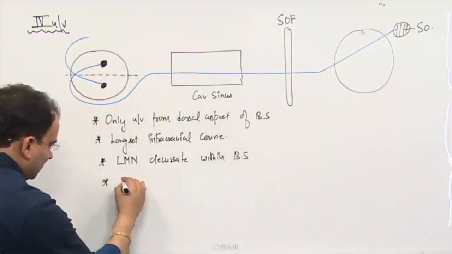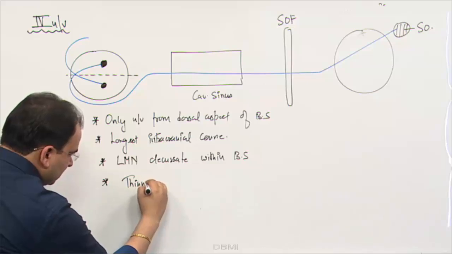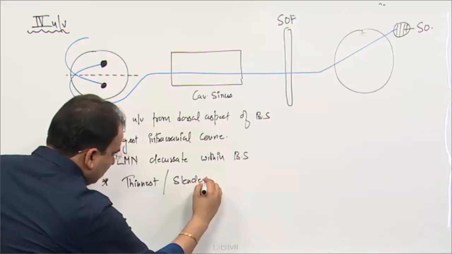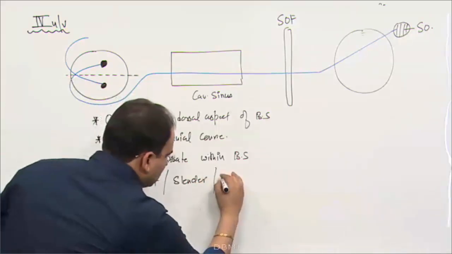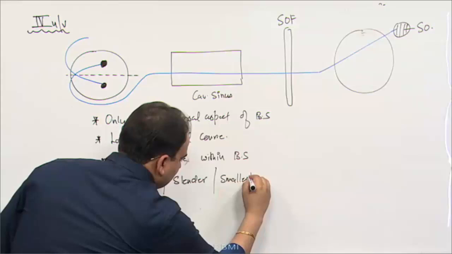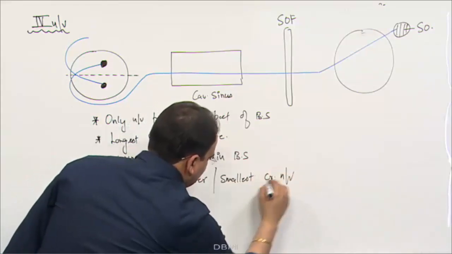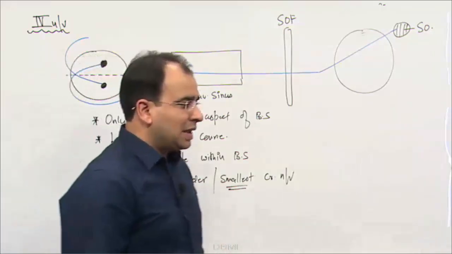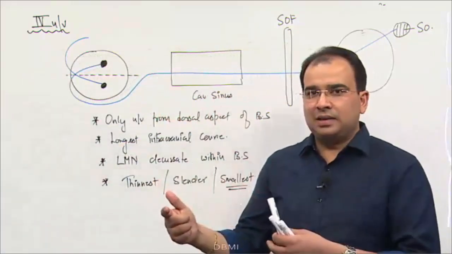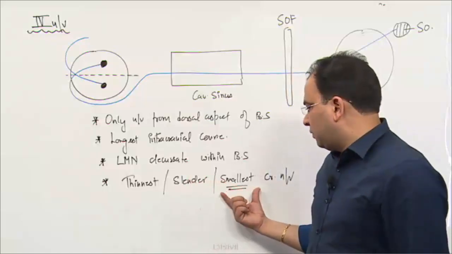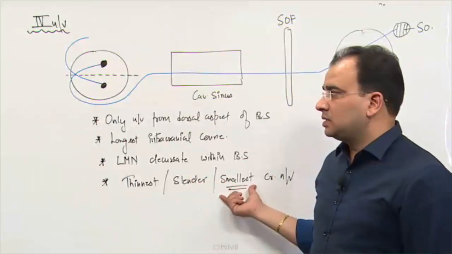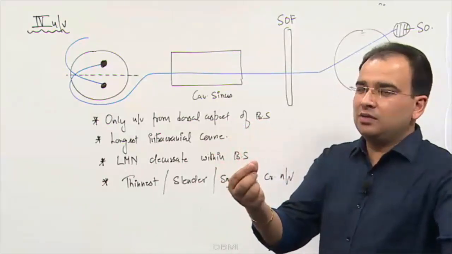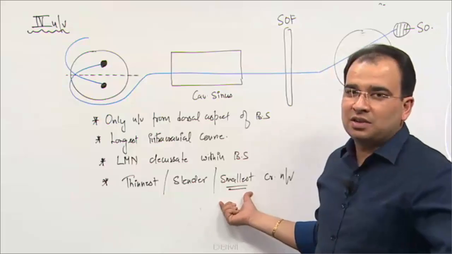And as I said, this is the thinnest, or most slender, or you can say smallest cranial nerve. Now this word smallest is a bit misleading. Smallest can be smallest in length, but if you look at the text, the smallest actually is about the thickness of the nerve. So when you say smallest cranial nerve, the question is about the thickness of the nerve. So this is the thinnest cranial nerve, also called the smallest cranial nerve.